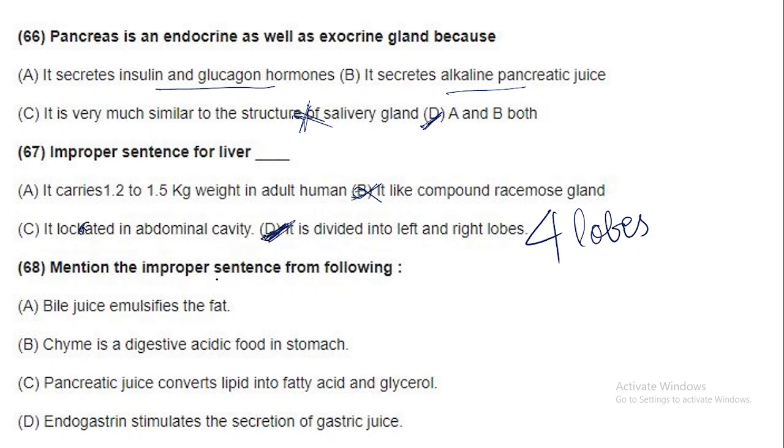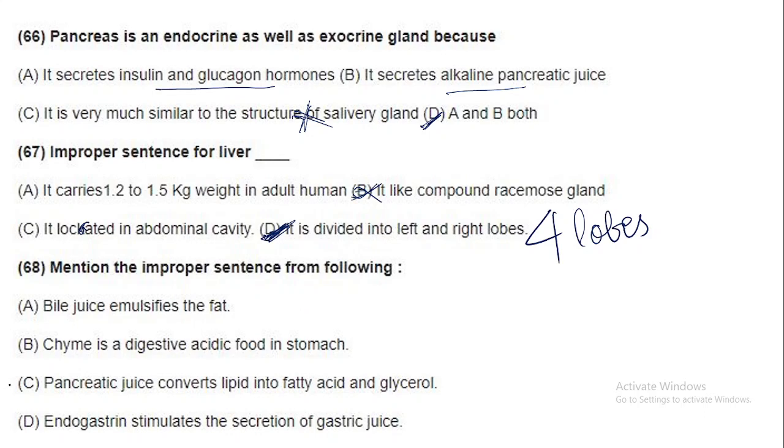Mention the improper sentence from the following. Bile juice emulsifies fat. It's correct, right? Chyme is a digestive acidic food in the stomach. This is also right. Pancreatic juice converts lipid into fatty acids and glycerol. Okay, let's keep that on hold. Endogastrin stimulates secretion of gastric juice. Okay, which of this is improper?